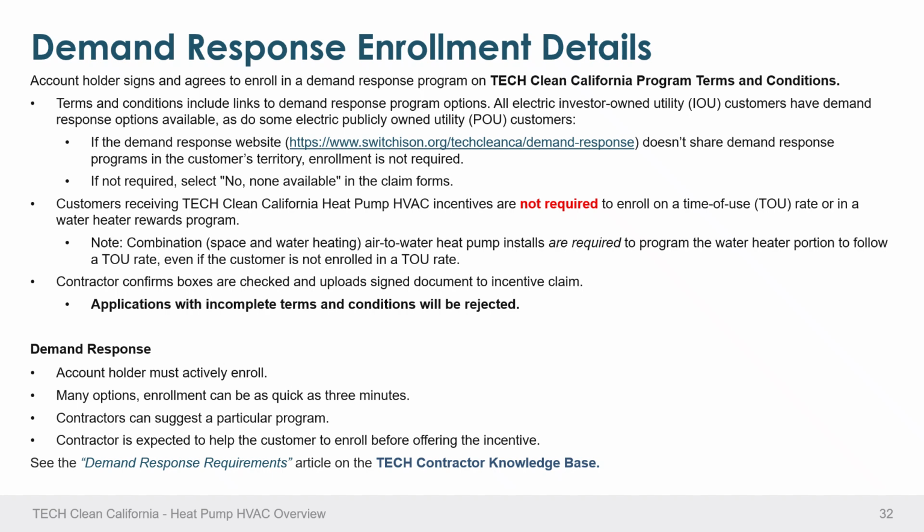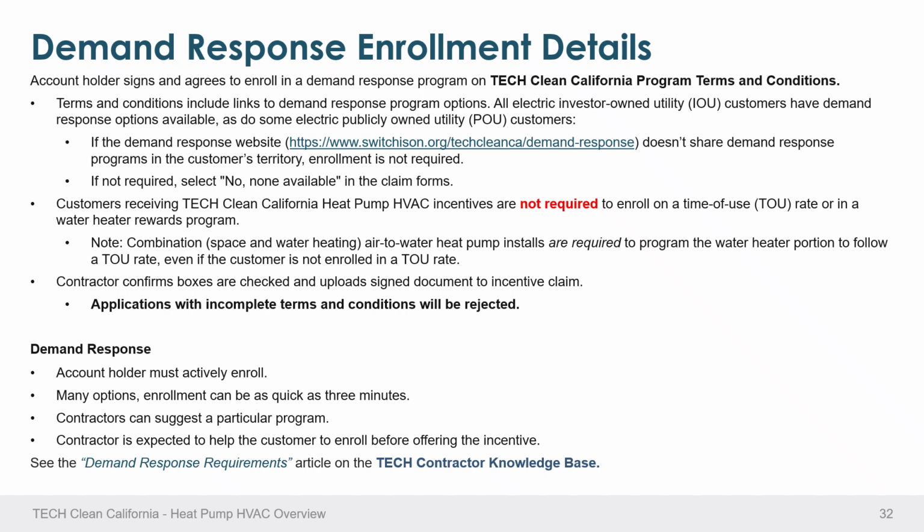Now, we'll go into the details of what's being asked of customers and contractors for the demand response requirement. For demand response, the customer will specifically agree to the requirement by checking boxes on the Tech program terms and conditions, which they will need to sign. If the customer doesn't have an eligible demand response program in their area, as listed on our program website, then the enrollment requirements do not apply to them.